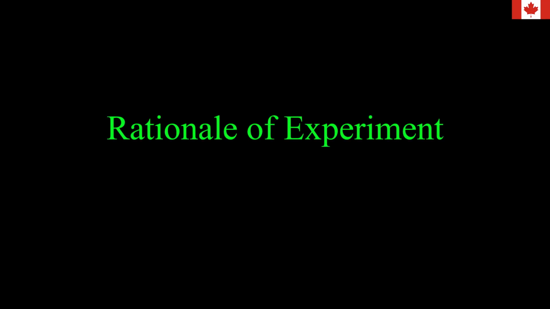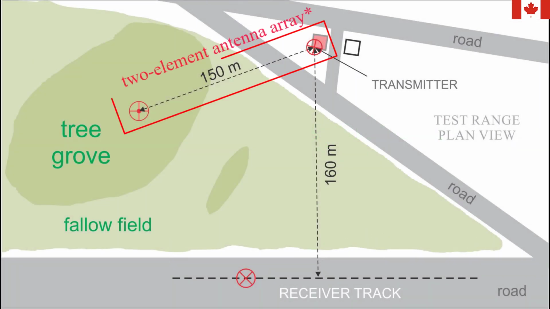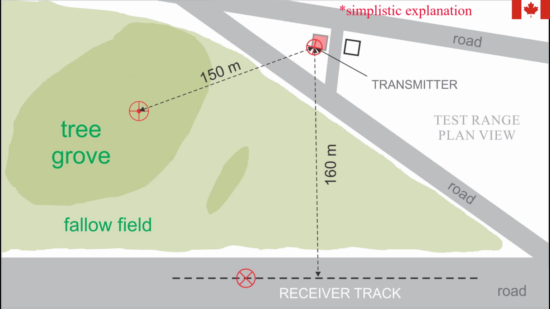So here's the rationale behind this experiment. Think of the transmitter and trees as a very large multi-element array having a length of about 150 meters. That's the distance from the tower to, let's say, the center of the trees. And the trees behave like passive antennas. So that array length is about 450 wavelengths at 900 megahertz.